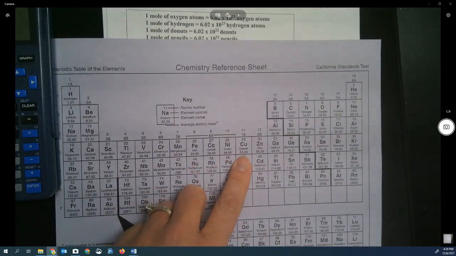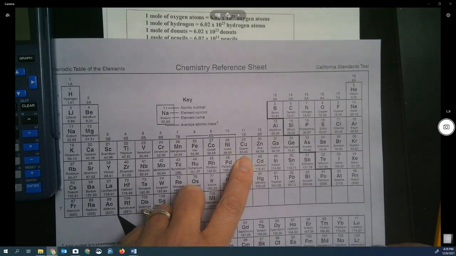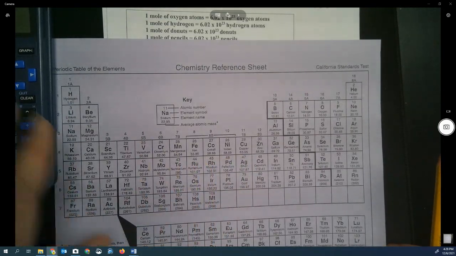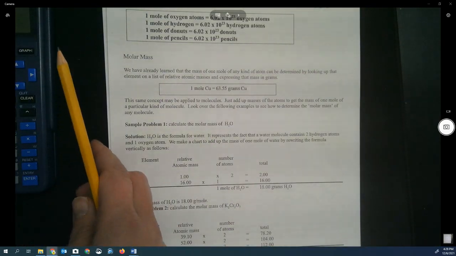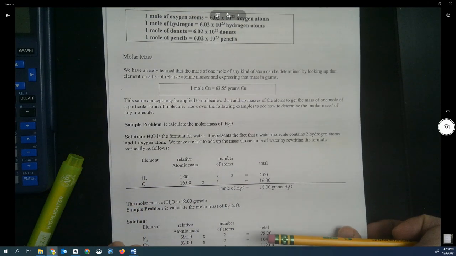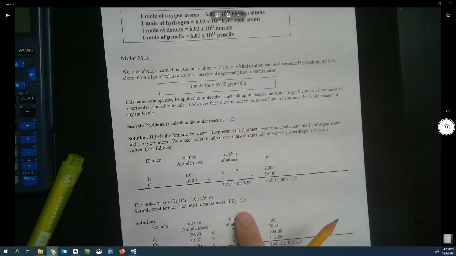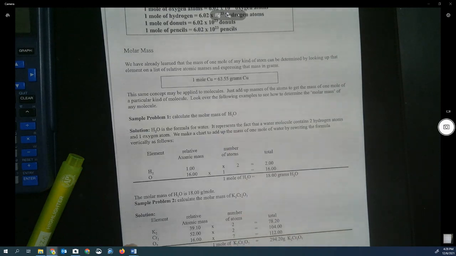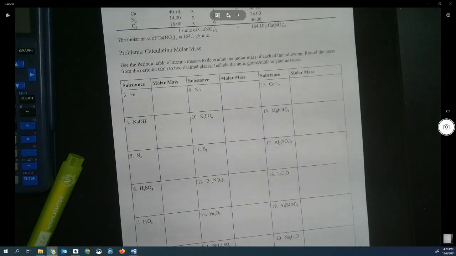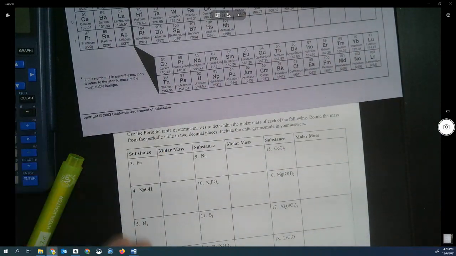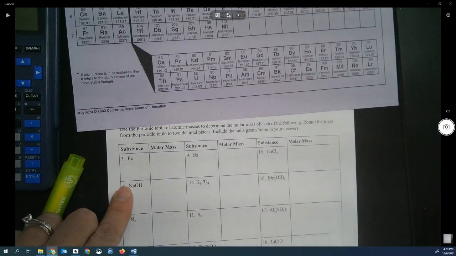So 63.55 is the atomic mass on the periodic table expressed in grams. We will always round this number to 2 decimal places, as we see on our periodic table. And our unit will no longer be AMU, it will be grams per mole. So we have a couple of sample problems here that calculate the molar mass of water, and then we have potassium dichromate down here. We are going to move ahead and jump over to page 48 so that we can work through a few problems together. All right, so periodic table handy, calculator handy, and a pencil.